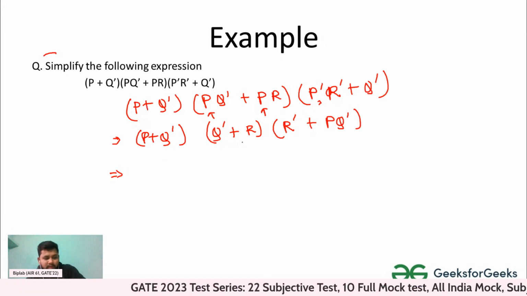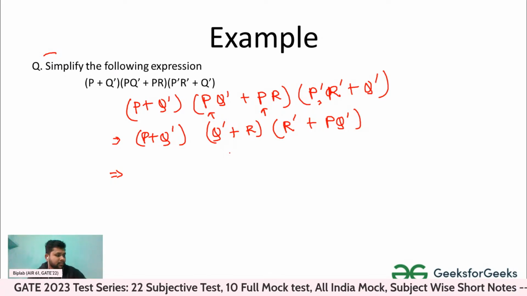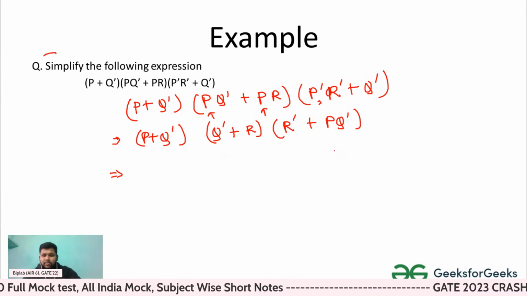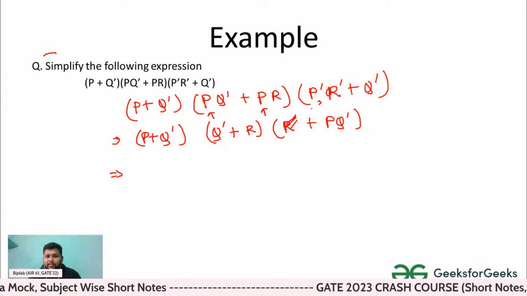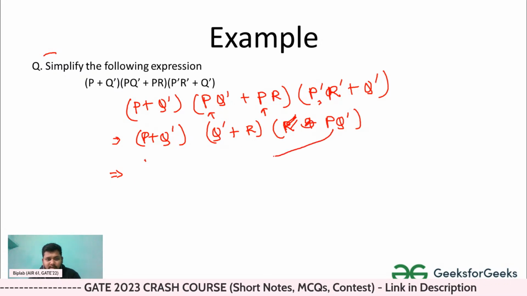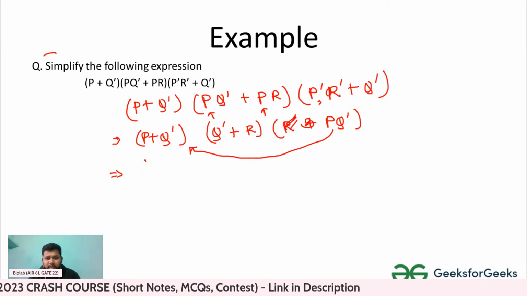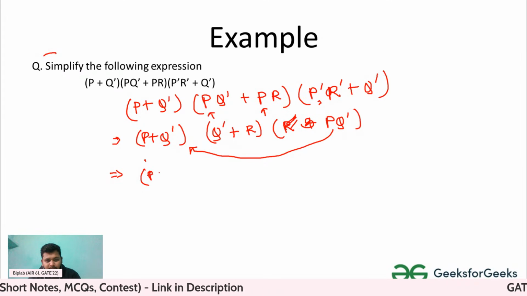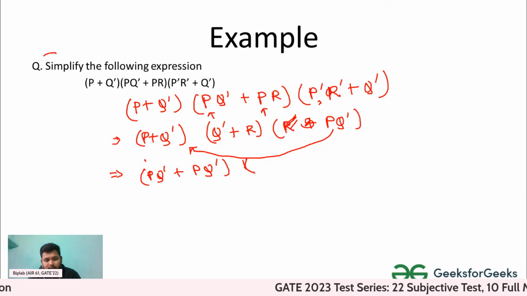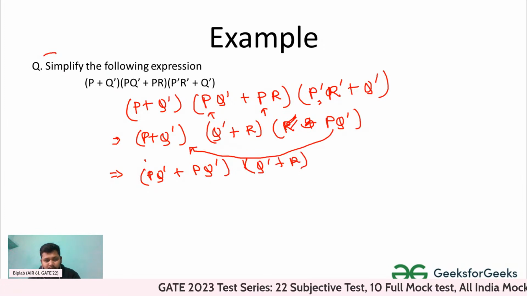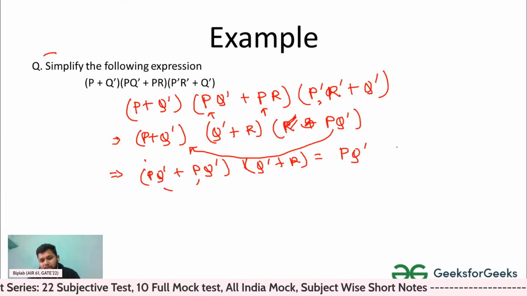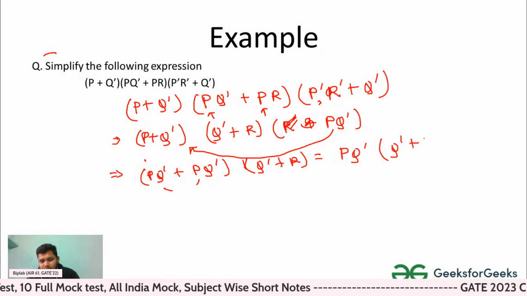Any doubt till now? Not R bar. Since you have multiplied P with P bar, your result will be 0. So you can multiply this with this one, because here you have P and Q bar both. So if you multiply, you will have PQ bar plus PQ bar into Q bar plus R, which is equal to PQ bar into Q bar plus R.